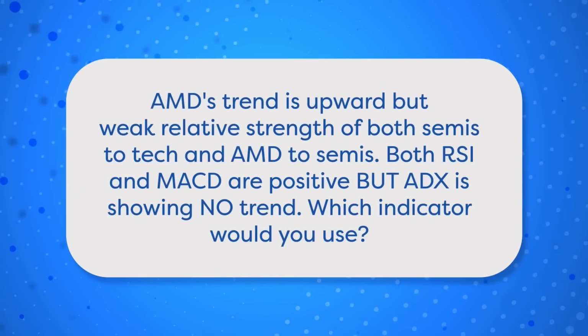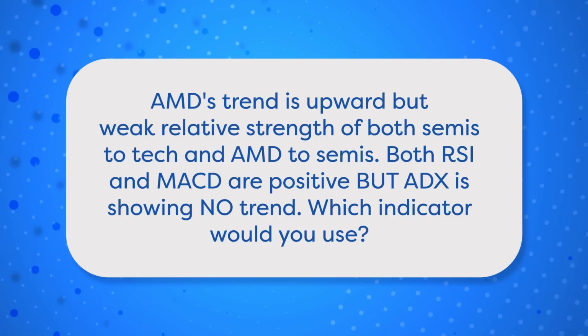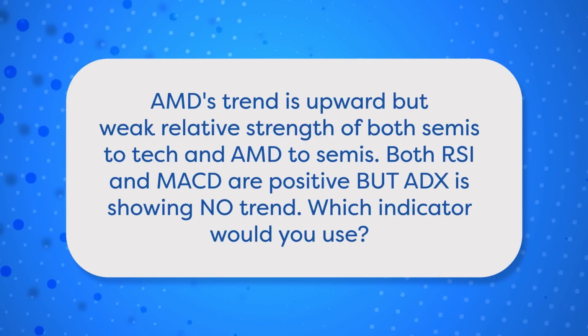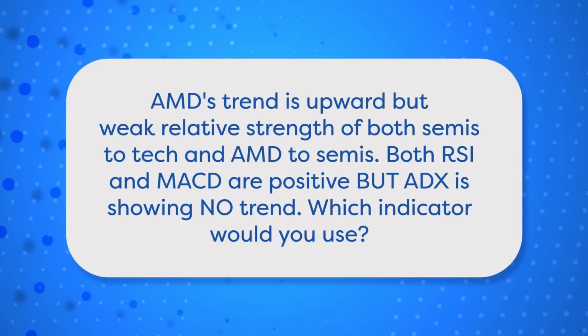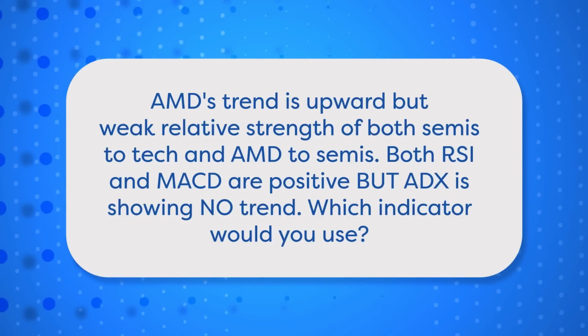AMD's trend is upward, but there is weak relative strength of both semis to tech and AMD to semiconductors. Both RSI and MACD are positive, but ADX is showing no trend. Which indicator would you use? And you talked a little bit more about how the price is testing a downtrend line. What would you use to confirm your thesis?